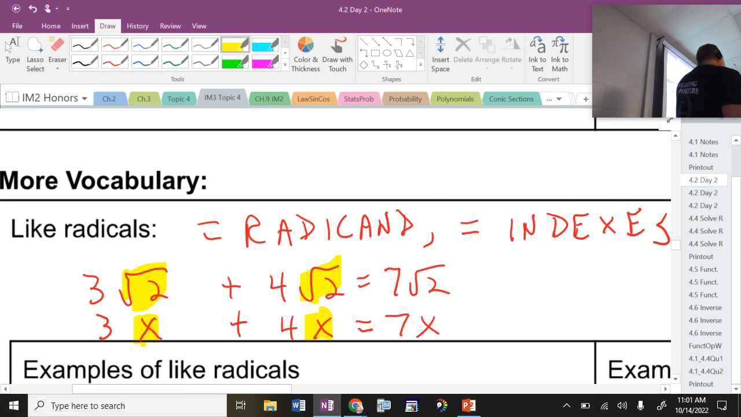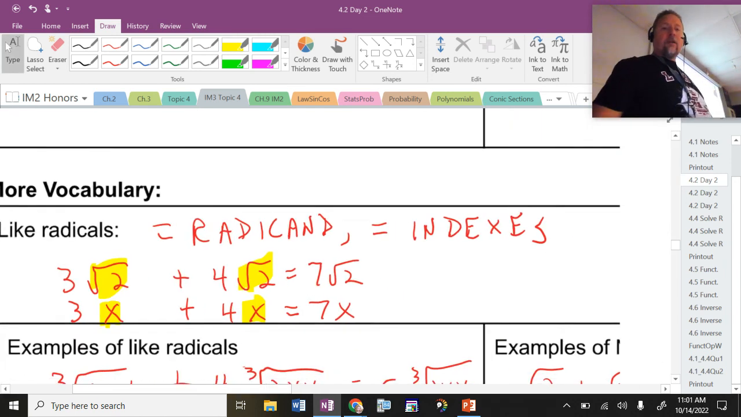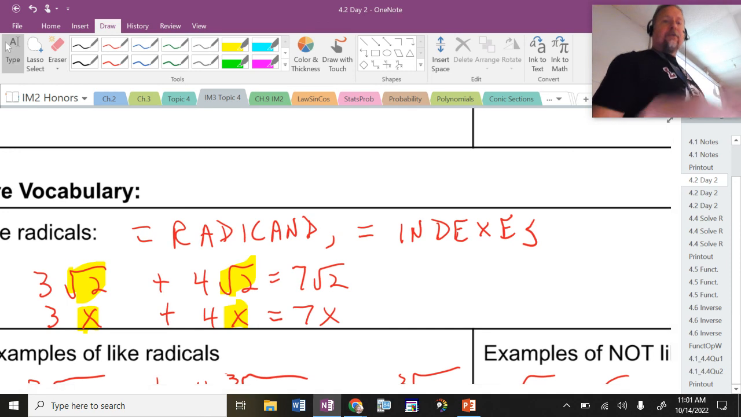You get 7, and it's just root 2. Just like 3x and 4x is 7x. Nothing happens to the x. It's just they're like terms. So some people try to make that 7 root 4 or something. They make up a math. And it's not true.